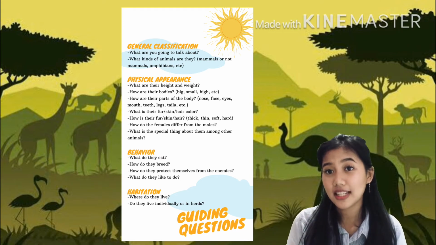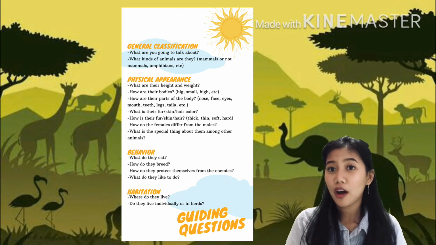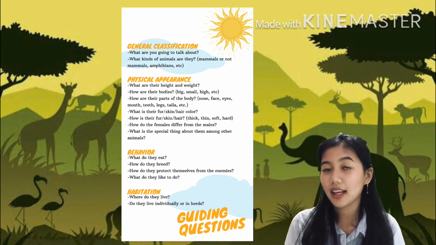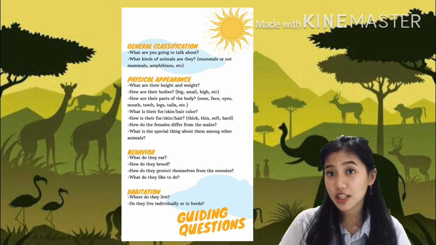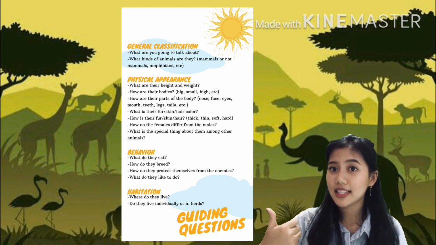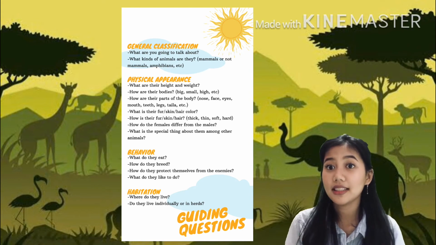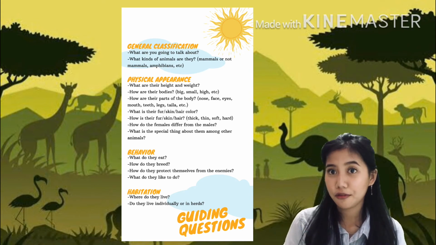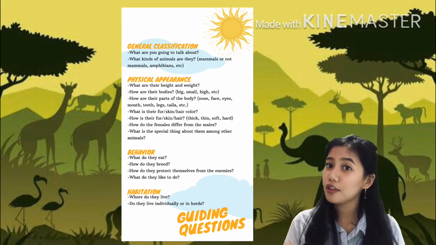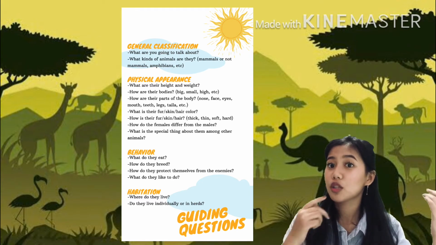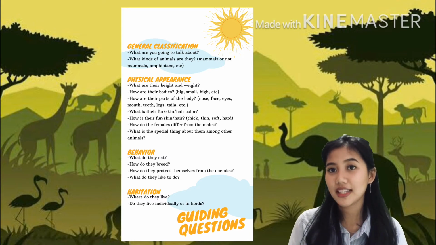These guiding questions involve what you should say in the beginning or general classification, such as what you are going to talk, and also the description of physical appearance, behavior, and habitation of the animal that you have chosen before. You can fulfill these guiding questions while you are searching for other information required.